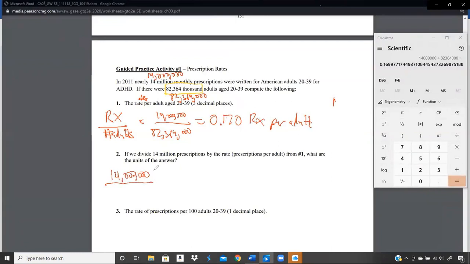So that's 14 million prescriptions. We want to use our units because we're good QR students. And we're going to divide this by 0.17 prescriptions per adult. Now, here's where things get weird. In fact, let me do this in blue. 0.17 prescriptions per adult. So this is a division, the 14 million divided by the 0.17.